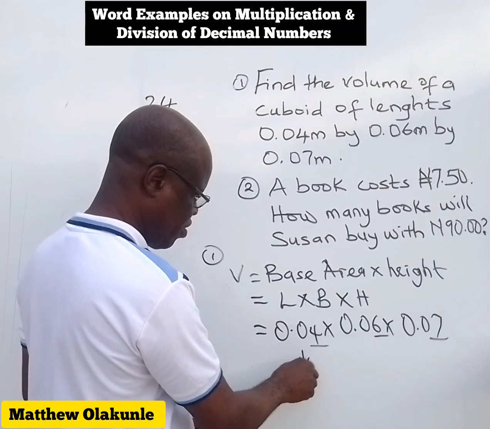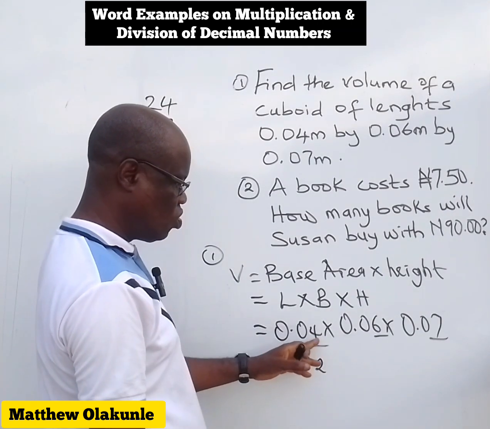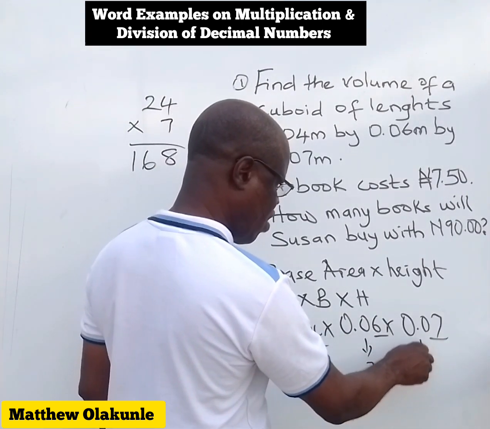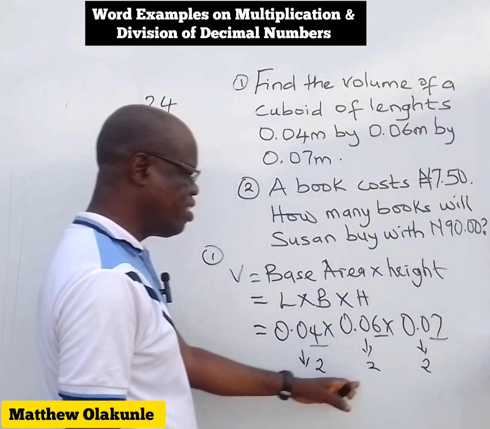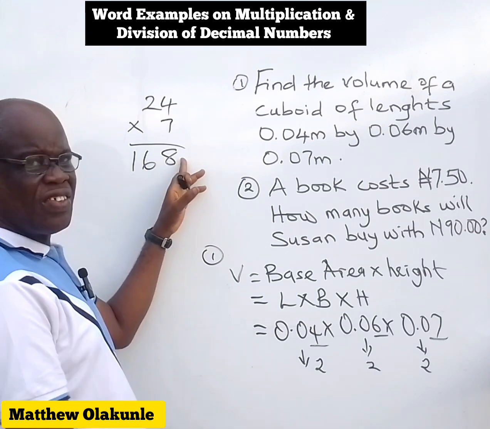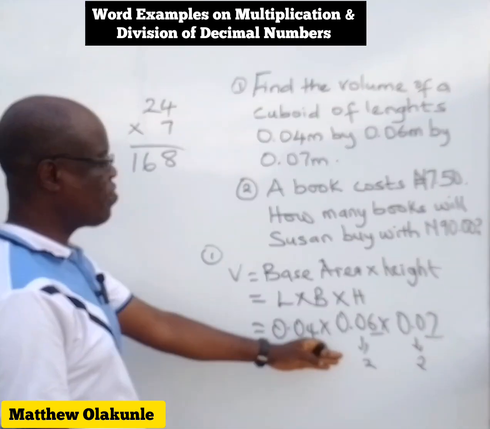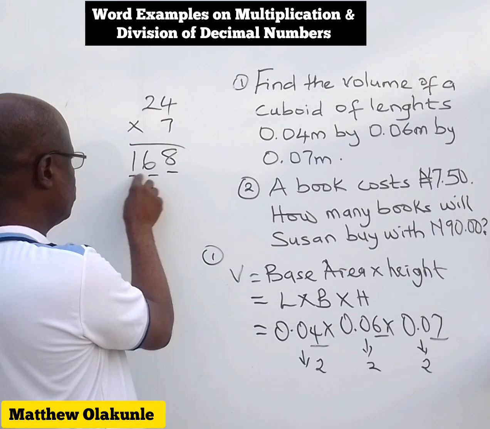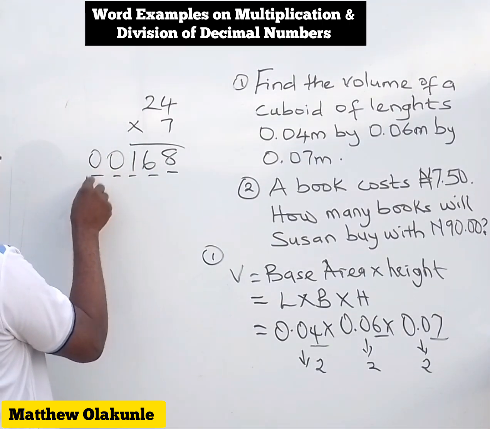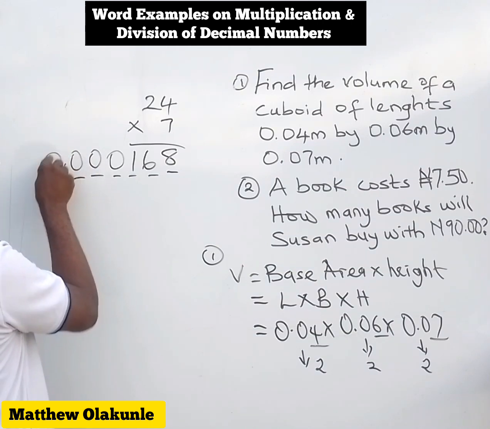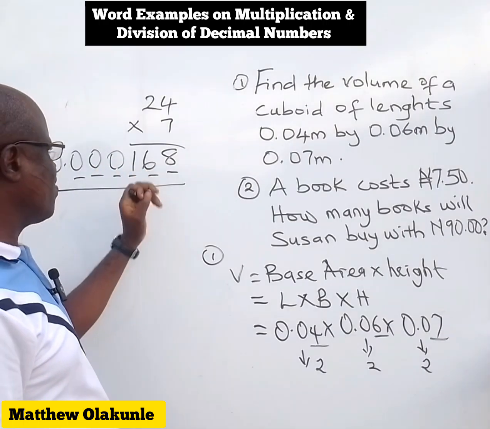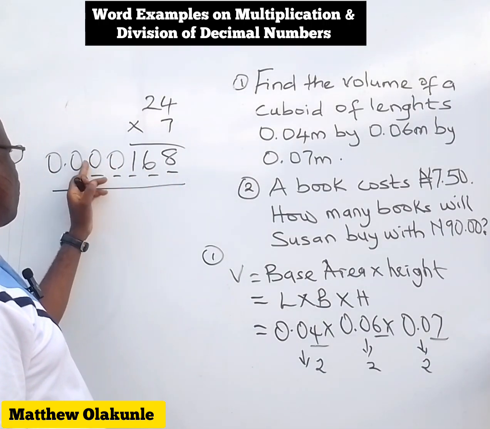Now, you count the number of decimal places. Here you have 2, here also you have 2, and here you have 2. If you add all the decimal places together, you have 6 altogether. So you start counting the points backward: 1, 2, 3, 4, 5, 6 places. So you have 0.000168. Let's count again: 1, 2, 3, 4, 5, 6.